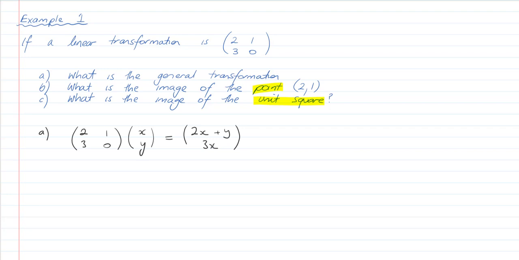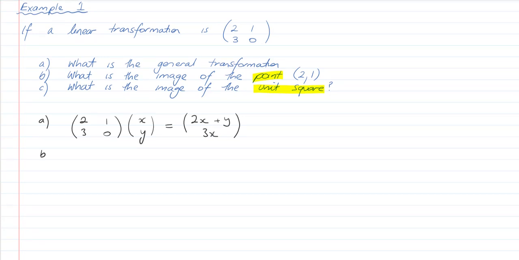So let's have a look at what happens with this coordinate here, 2, 1. So we have 2, 1, 3, 0, and we multiply that by 2, 1. And we can either use this generalization or we can just do the multiplication again. Basically, we get 5, and then we get 6.